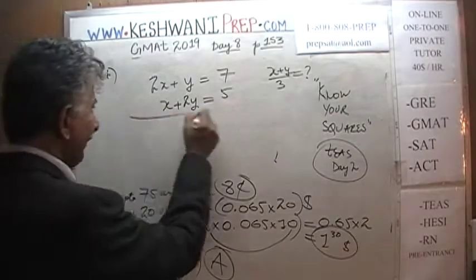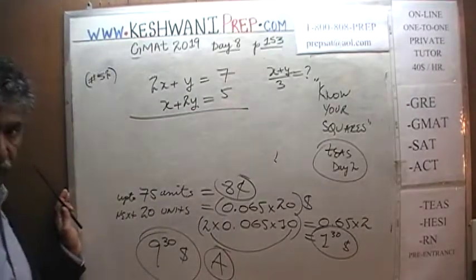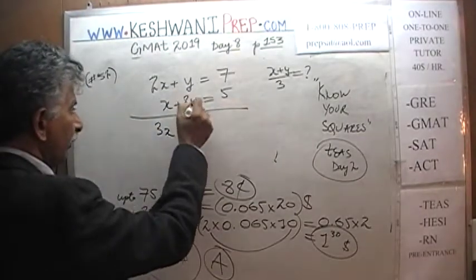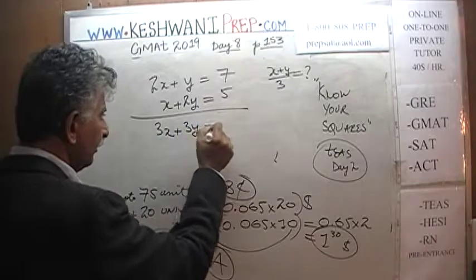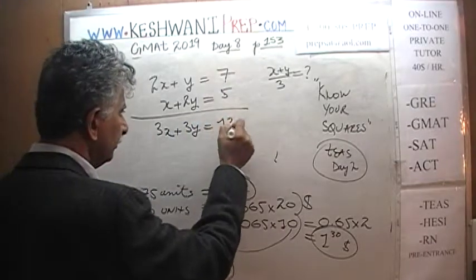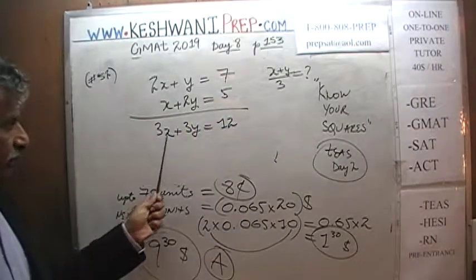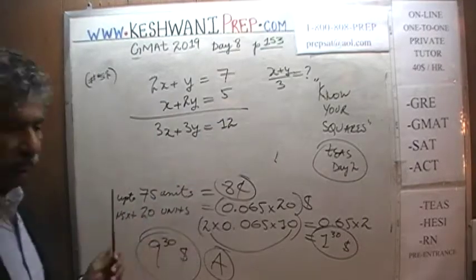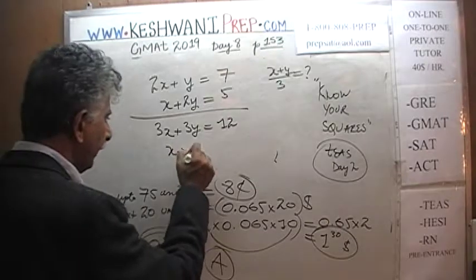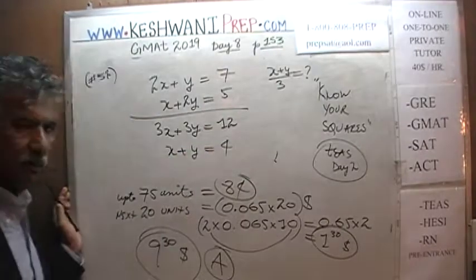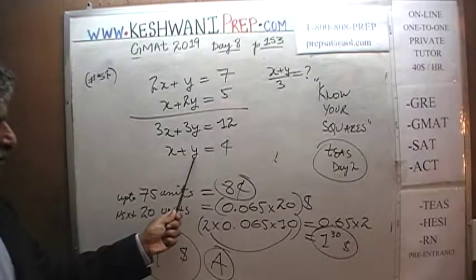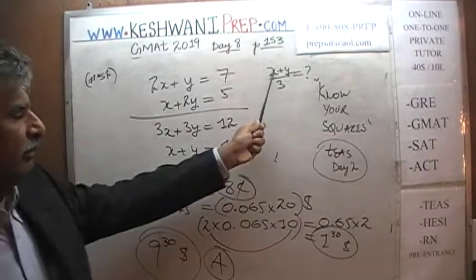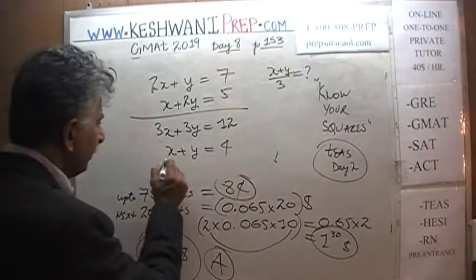Well, let's add the two equations and see what we get. If we add the two equations, we get 2x plus x, we get 3x, y plus 2y, we get 3y, equals 7 plus 5, which is 12. 3 is a multiple of 3, 12 is a multiple of 3, so let's divide the entire equation by 3. We get x plus y equals 4. But we don't want to find out how much is x plus y, we want x plus y over 3. So let's just divide both sides by 3.